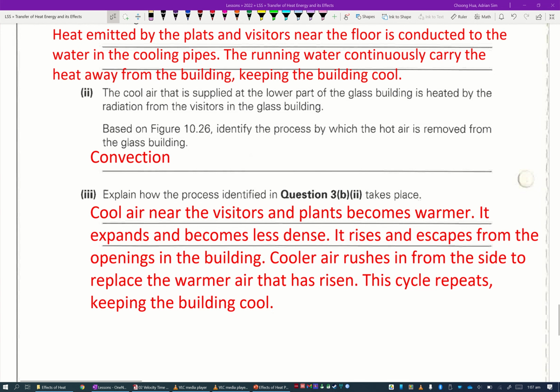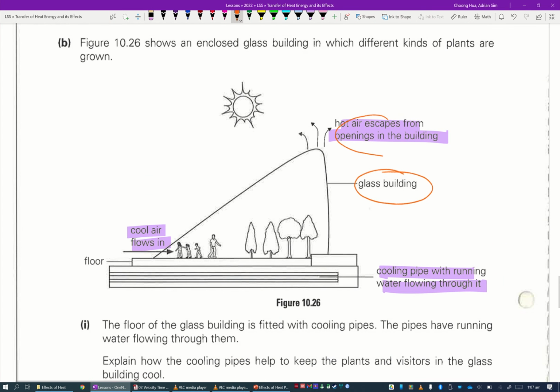Right. Now, as the warm air rises out through the opening, something must come in to fill the space. So it has to be the cooler air from the outside. Okay, once the hotter air rises up, the space has to be filled in by the cool air coming from the side door, right? And the only way for this cool air to be heated is from the people and the plants. They get heated when they come in contact with the visitors and plants, and it becomes less dense, and it rises out from the opening in the building. So this whole process will continue, and this will ensure cool air continuously flowing into the building.